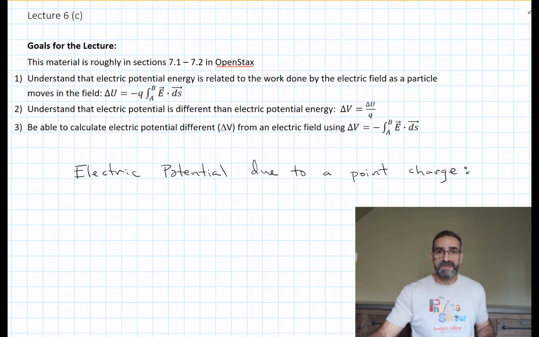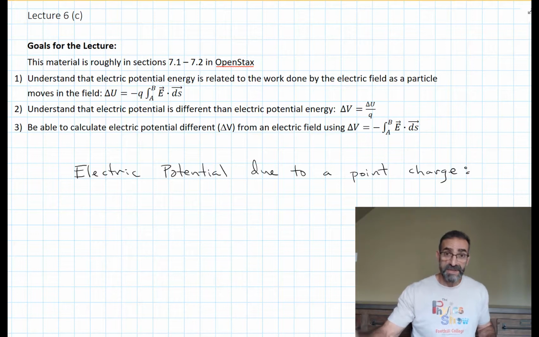One of the first things we did with the electric field was find the electric field from a point charge. Once we had that, we could use that to help us find electric fields from charge distributions and more complicated scenarios. So let's do that for electric potential. Find the electric potential due to a point charge.